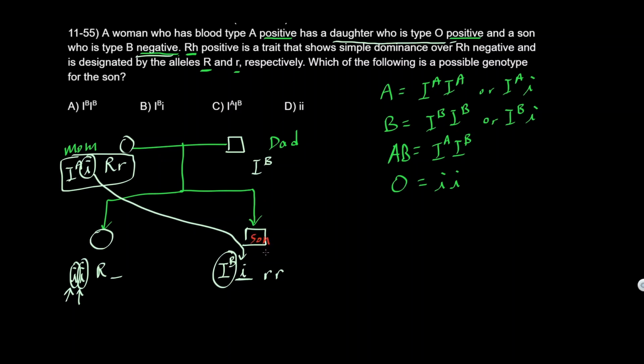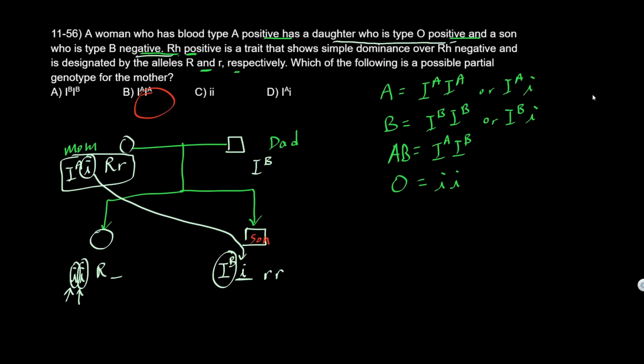This is the son. So let's find it. It's B. Moving on to 56. Let me get this out of the way. So 56, it's basically the same thing, but it's asking genotype for the mother, which we already figured out. It's this, which is D.